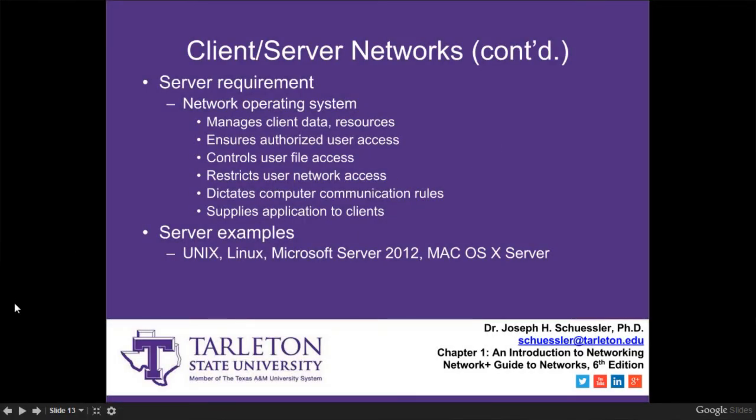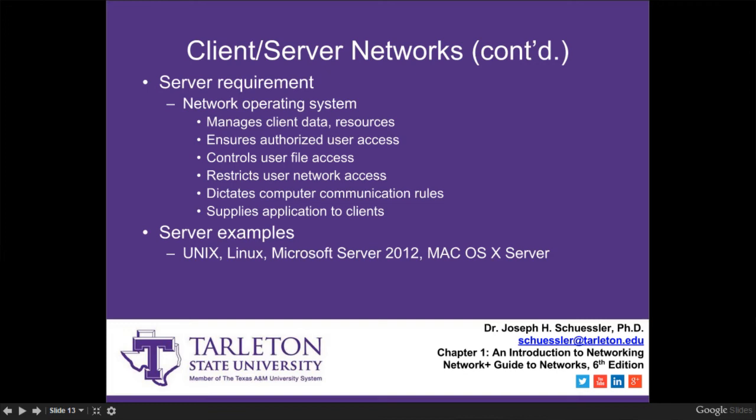In a server environment, the server's got to have some sort of network operating system. It's going to manage the client data and the resources. It's going to ensure authorized access by authenticating users and looking at a list to see what rights you actually have. It's going to control user file access.